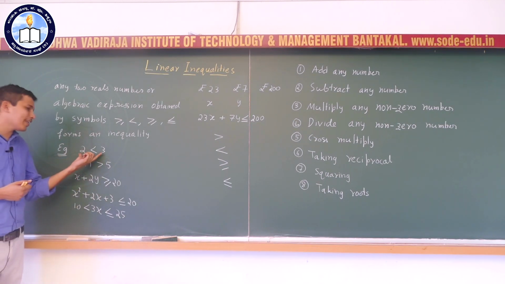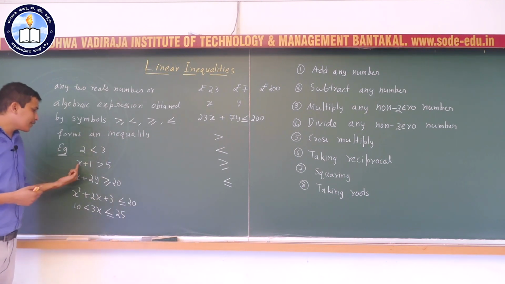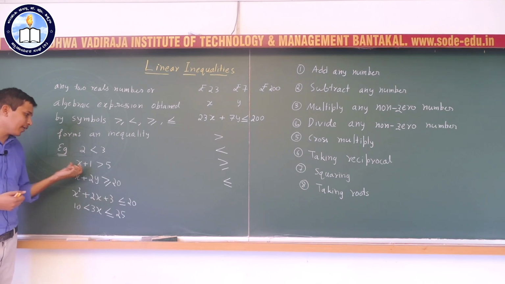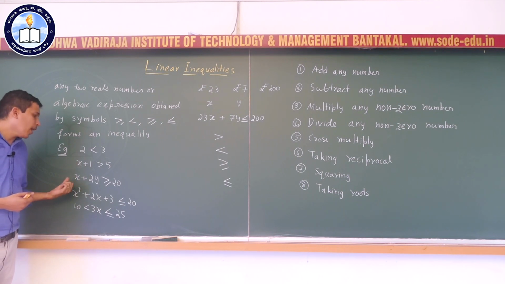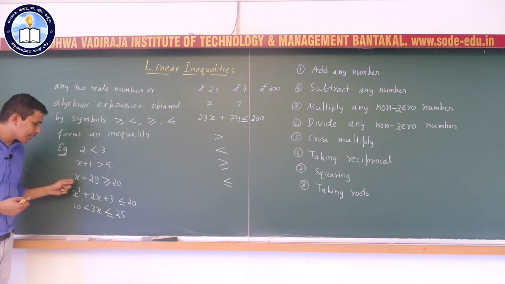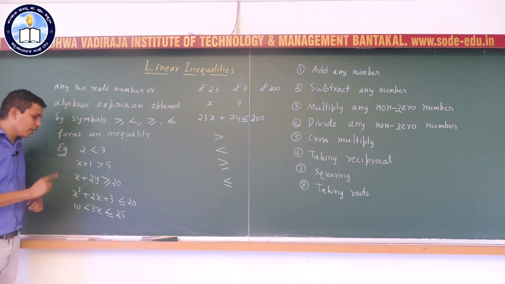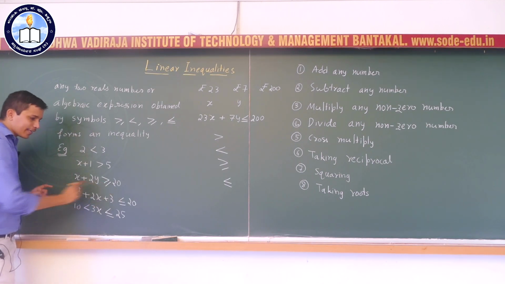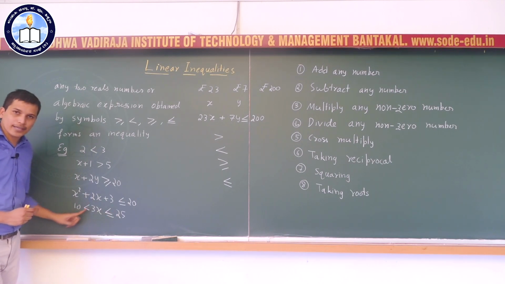This inequality is a numerical inequality, only numbers are there. This inequality has expressions, it is a linear inequality in one variable, only x. And this inequality contains two variables. Once again it is linear, the highest power of x and of y is 1, so it is a linear inequality in two variables. This one is a quadratic inequality, and here it is a double inequality.